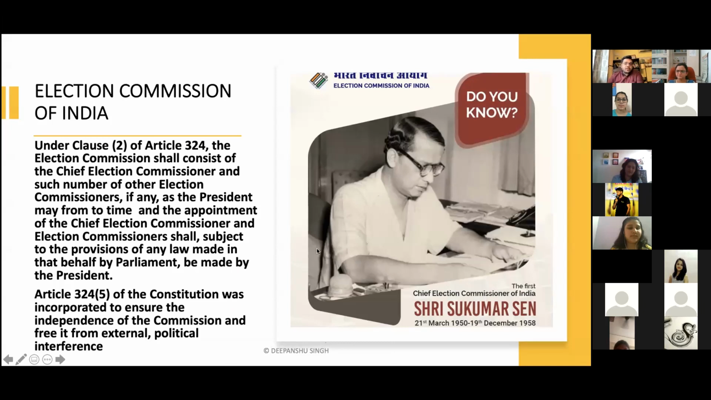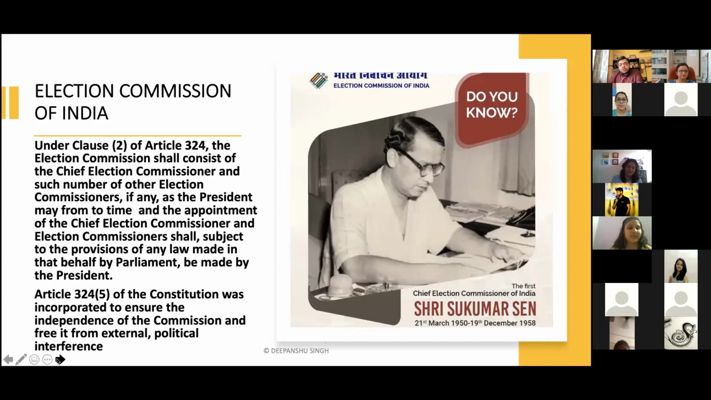So under clause 2 of Article 324, the Election Commission will consist of a Chief Election Commissioner. It can never function without one. There has to be one person who will always be the Chief Election Commissioner. Apart from that, you can have 2 other election commissioners from time to time, as the President may desire. Similarly, Article 324, subclause 5 says that the Constitution was incorporated to ensure independence of the commission, free from external and political interference.